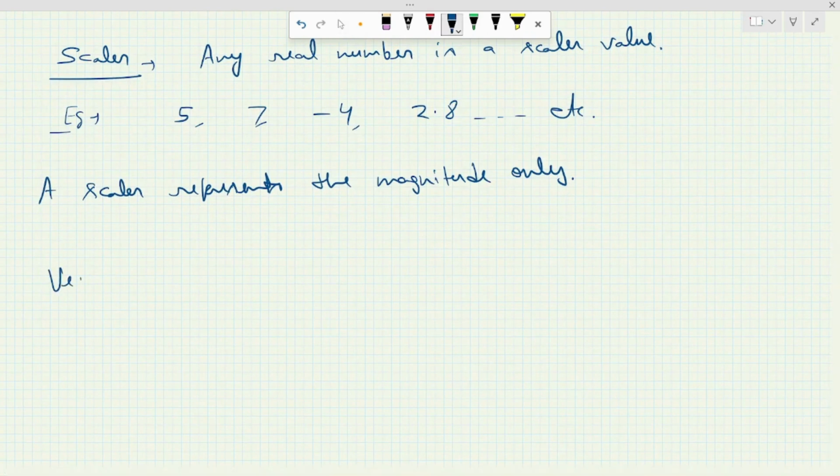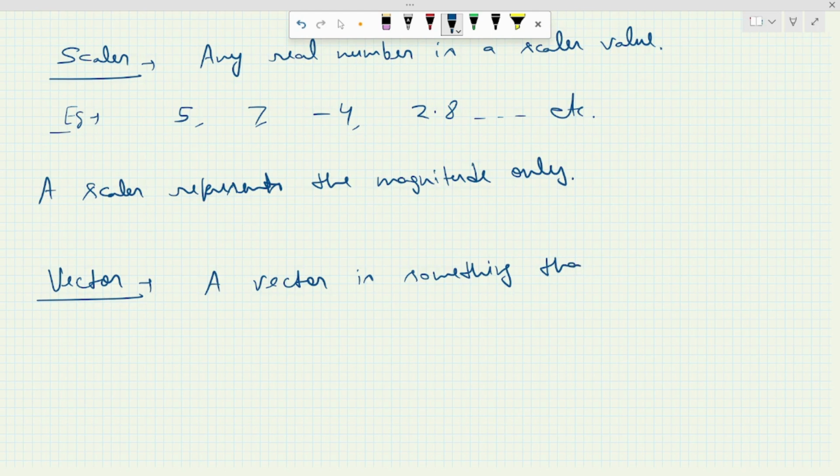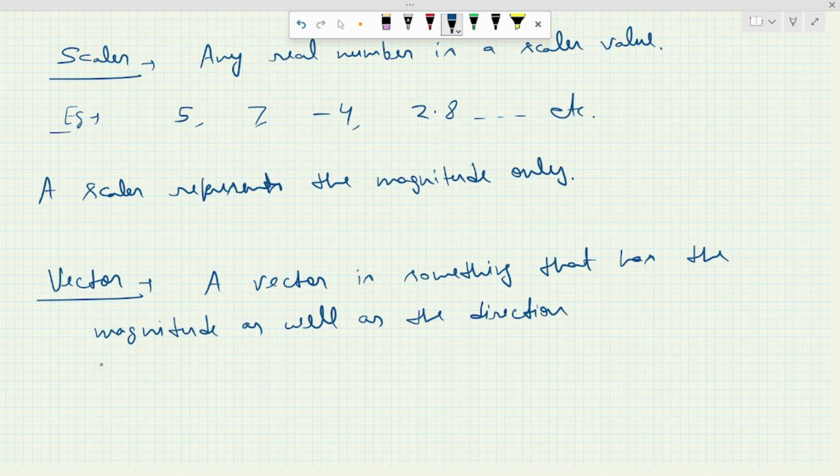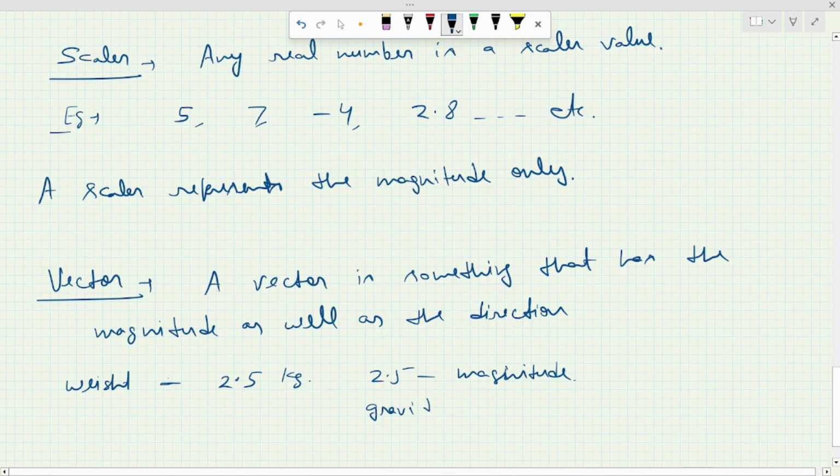Now, if I talk about the vector, what is a vector? A vector is something that has the magnitude as well as the direction. Once we have the combination of both, then we call it a vector. So for example, we can say weight. Let's say we have the weight of 2.5 kg of something. So here 2.5 kilogram is the magnitude, and the gravity also we have here. So gravity is giving us the direction. It is representing the direction.